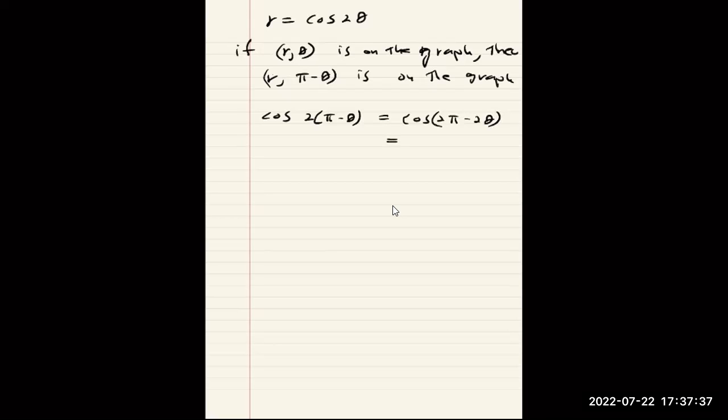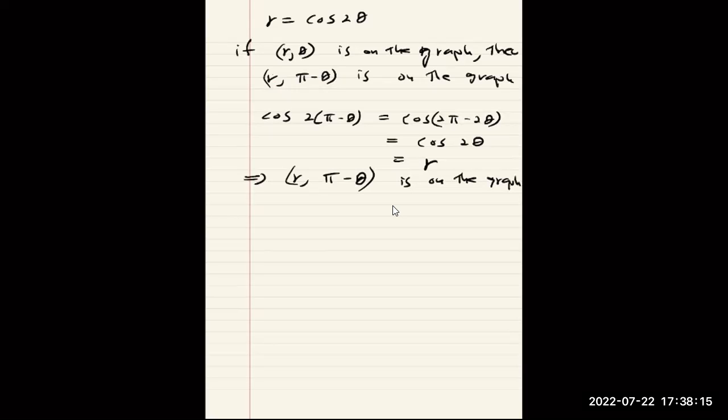By trigonometry, we know that this is just cosine 2 theta. But cosine 2 theta is exactly r, because r comma theta is on the graph. If r comma theta is on the graph, this point should satisfy this equation. That means r is equal to cosine 2 theta. So this cosine 2 theta is nothing but r. That implies that r comma pi minus theta is also on the graph.